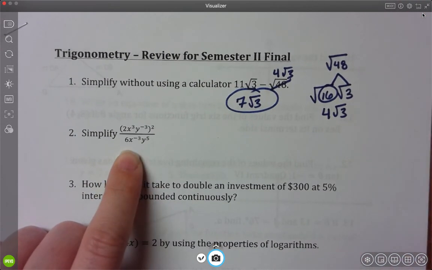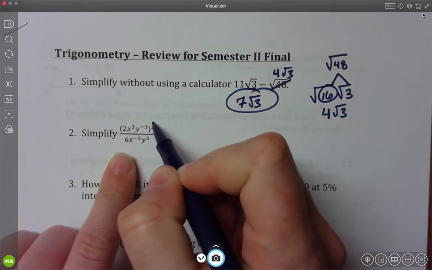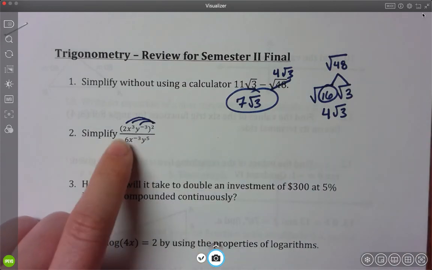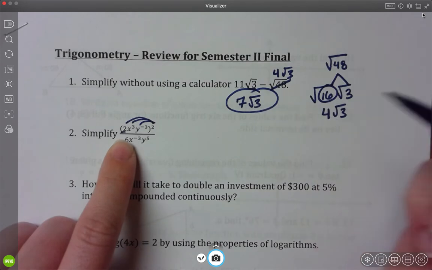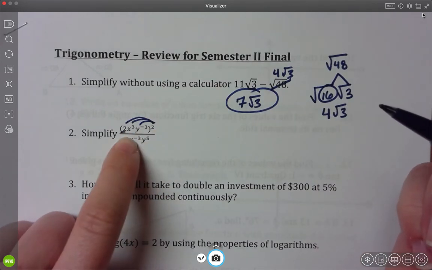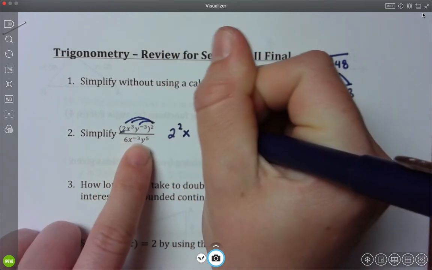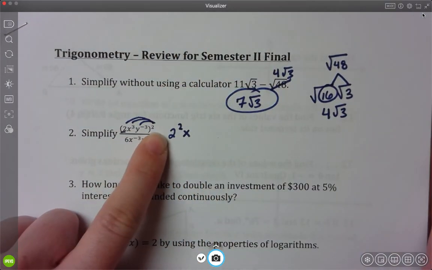This one, simplify. The first thing that we're going to do is get rid of this 2. So we need to distribute the 2 to all of those pieces. A lot of people forget to take this number in front and square it. So they forget to distribute the 2 for the number. So this should actually be 2 squared, x to the 3rd power, and then to the 2nd power.